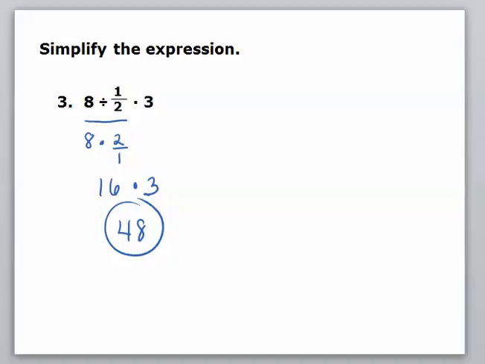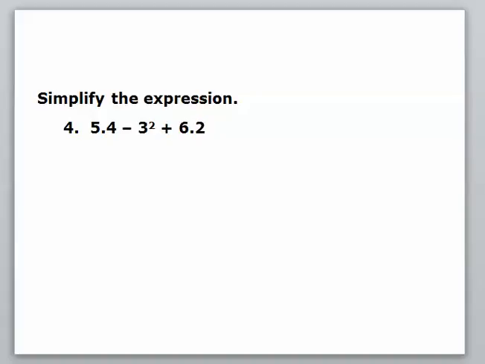Alright, this is the problem we left off on, and now we're moving on to number 4. In number 4, order of operations, there are no parentheses, so we're going to look for exponents, and there happens to be an exponent right here, so we'll carry everything else straight down. 5.4 minus 3 times 3 is 9, plus 6.2. Then we're going to move left to right. So left to right on addition and subtraction, come to a subtraction first.